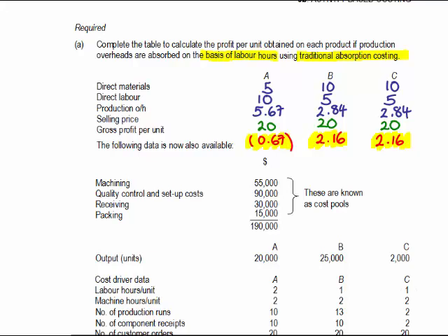Now we've got some more information. The following data is now available. What we've got is the 190,000, and it's been split out into 4 activities known as cost pools. So we've got machining, quality control and setup costs, receiving and packing. And you can see the one that's incurring the most cost there is the quality control and setups.